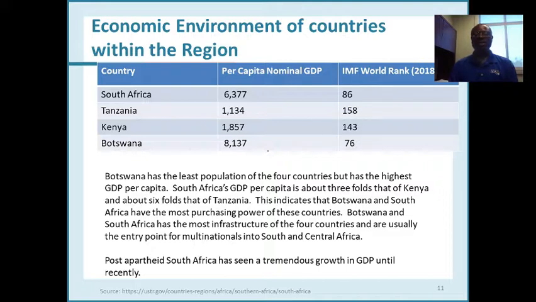Botswana has the least population of the four countries, but has the highest GDP per capita. South Africa's GDP per capita is about 3/4 that of Kenya and about 6/4 that of Tanzania. This indicates that Botswana and South Africa have the most purchasing power of these countries. Botswana and South Africa have the most infrastructure of the four countries and are usually the entry point for the multinationals that want to do business in Africa.